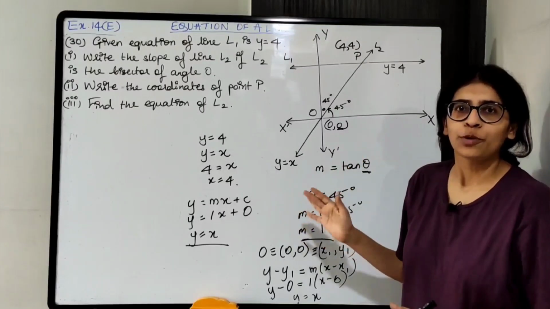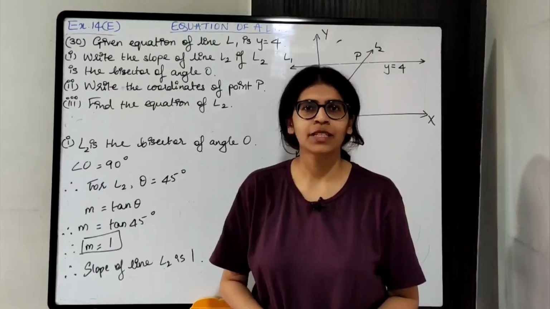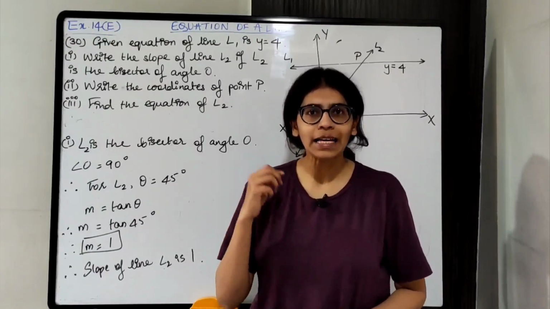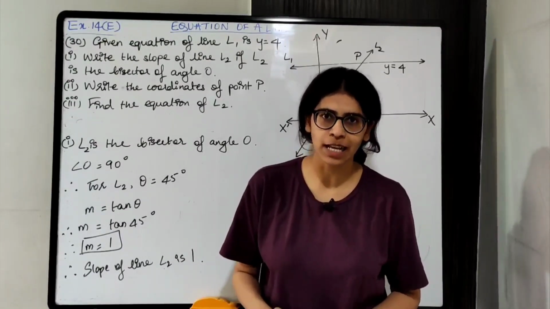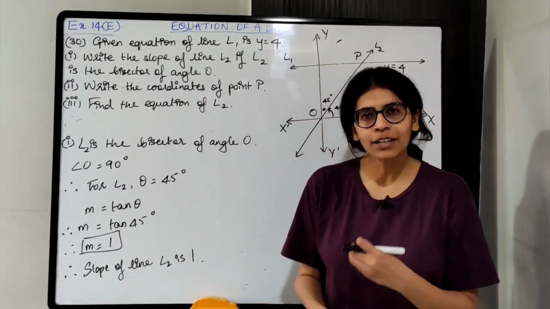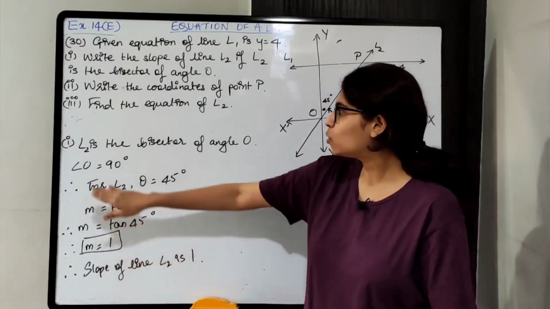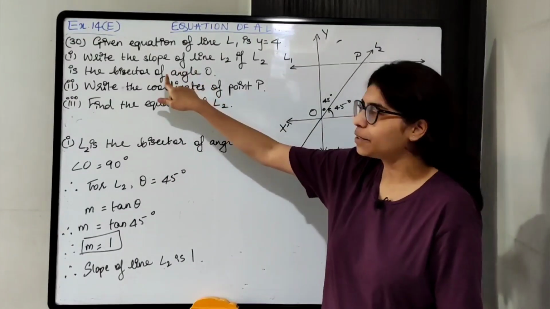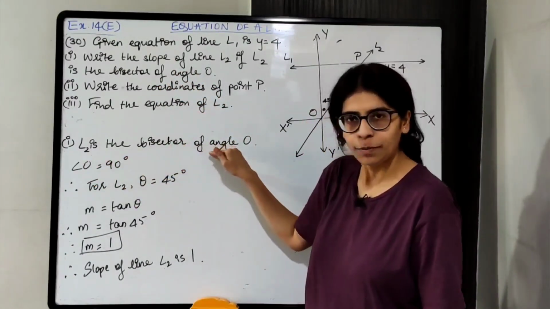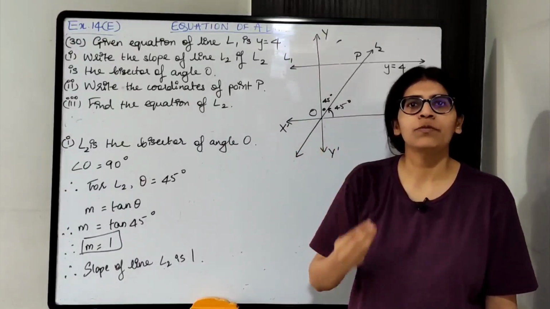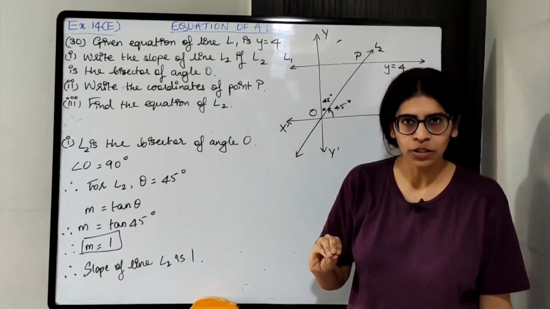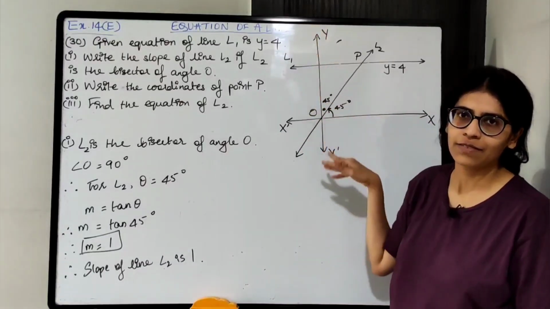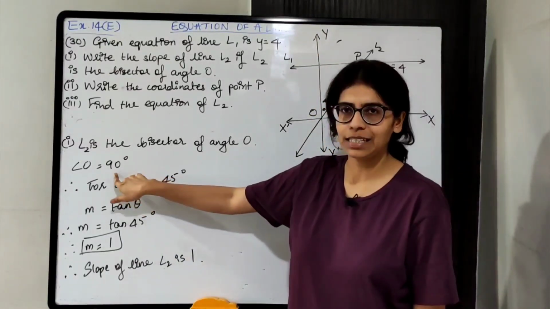So now we'll solve properly with proper steps. First we have to find the slope of L2. For that we need the angle of L2 with the positive x-axis. Okay, so for that we are given some information. We are told that L2 is the bisector of angle O, right? We are told that. So write down. Now what is the measurement of angle O? It is 90 degrees. Okay, because it is the angle where the x-axis and y-axis intersect. So it is 90 degrees.